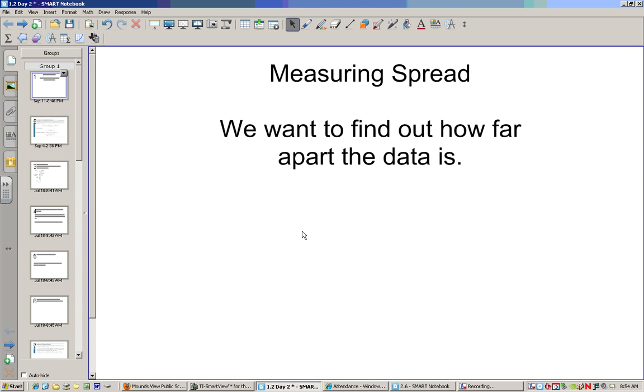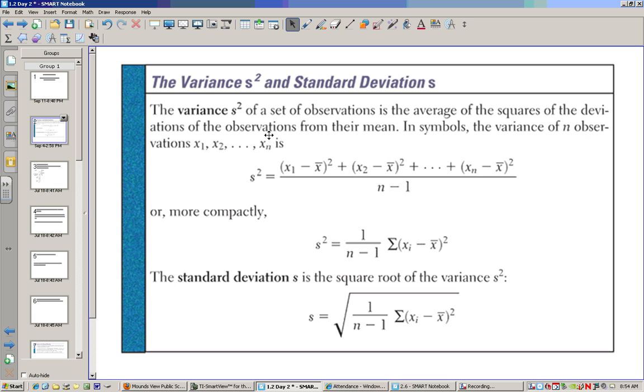Today we're going to continue talking about measuring spread, and remember that's about how far apart the data is within a data set. Two new measures of spread are variance and standard deviation. Variance is s squared, where standard deviation is s. Now there are a few formulas.